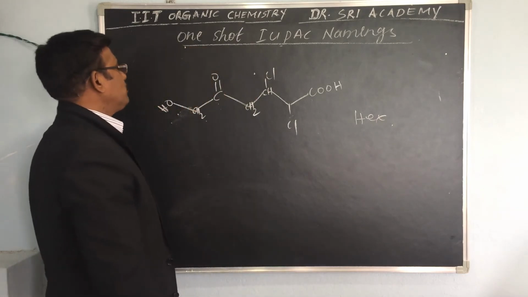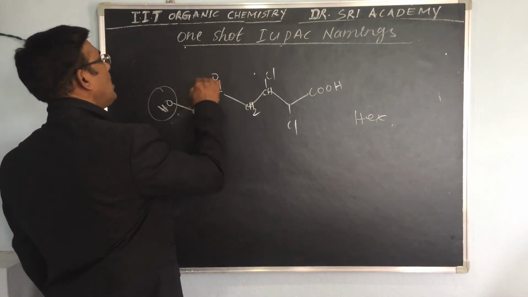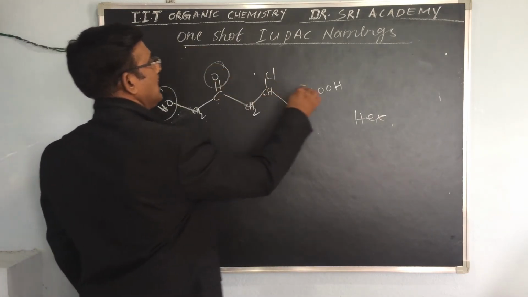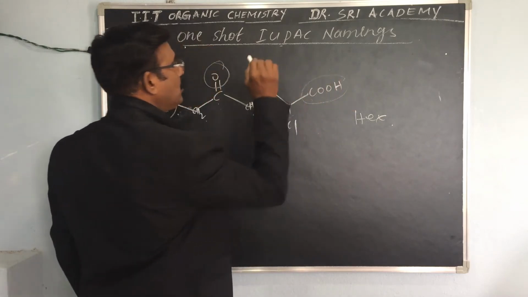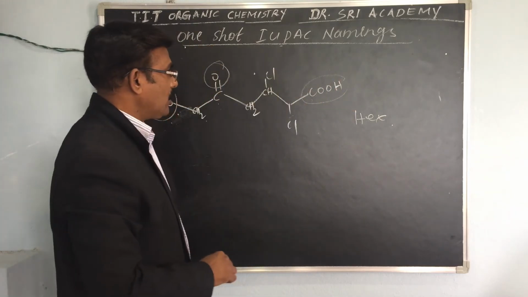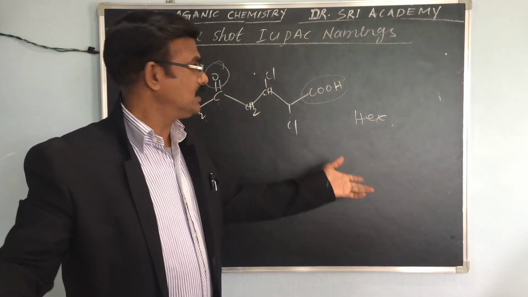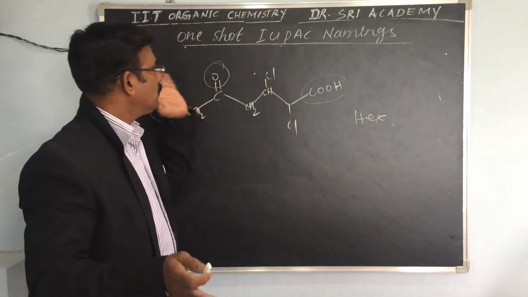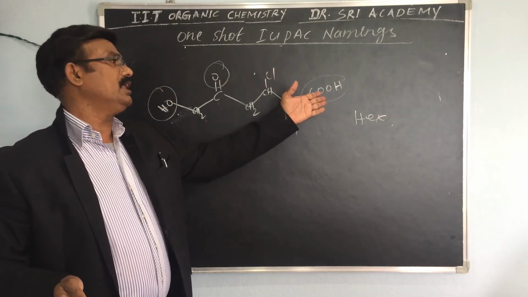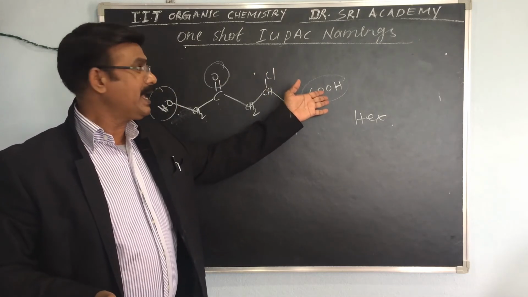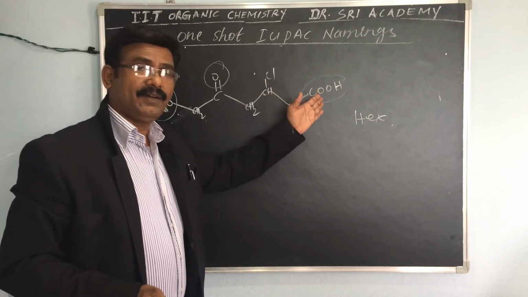So how many functional groups are there? Hydroxy 1, keto 2, acid 3, and chloro halogens. These are all. Among these, only one is the suffix, remaining are prefixes. The suffix is which one? The topmost priority, number 1, is the acid. Okay, acid, so this is the suffix.